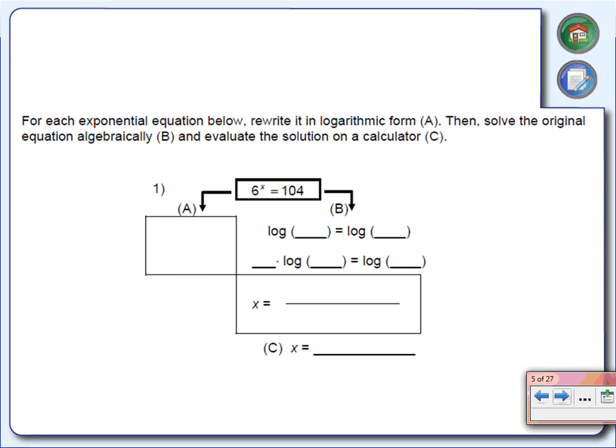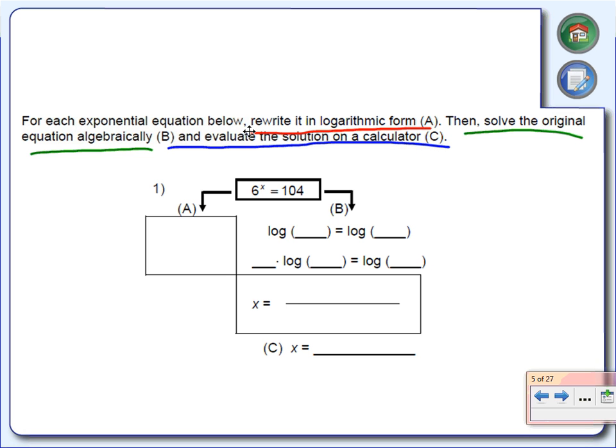Over on the next page, there's a couple of things that they want us to do. For each exponential equation, the first thing they're going to want us to do is rewrite in the form of a log, and we'll put that in box A. Then what they want us to do is solve the equation algebraically, which is what we did on the first page. And then we'll go ahead and use our calculator to come up with our final answer. All right, so here we go. Let's do those three things.